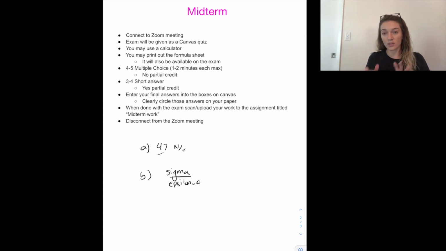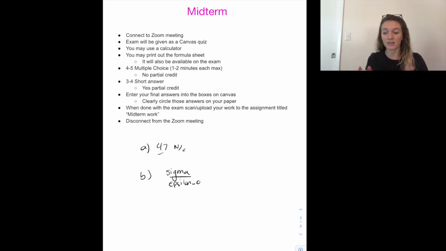When you're done with your work, make sure that you have circled your answers clearly on your paper, and that you've also entered those answers into the boxes on Canvas, and that they match up to a reasonable degree. And then once you're done with that, upload your work, submit it on Canvas, and then you're all done, and you can sign off.